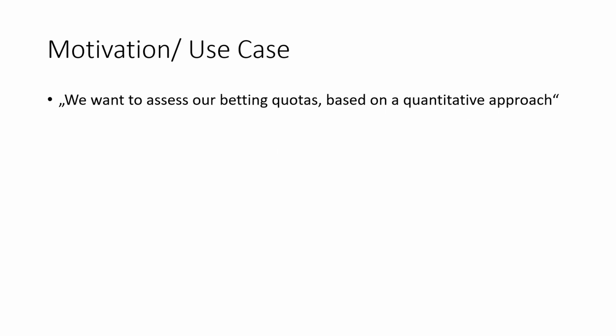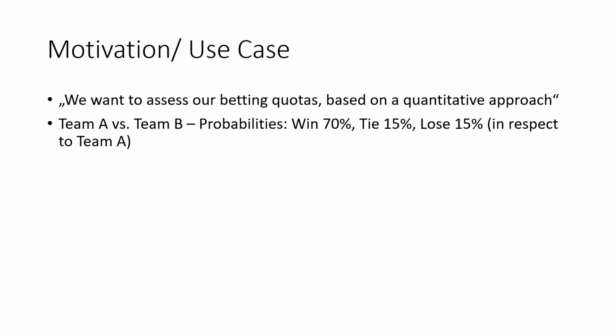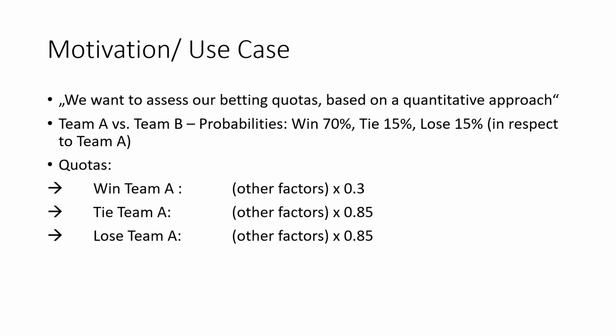So assume somebody approaches me and tells me that they want to assess betting quotas for soccer games, and this whole thing should be based on a quantitative approach, meaning that team A plays versus team B, and there is a 70% probability that team A wins, a 15% probability that it's a tie, and a 15% probability that team A will lose. So somehow this fact should flow into the quotas, meaning that 70% should be, of course, the inverse times 0.3, and so on and so on.